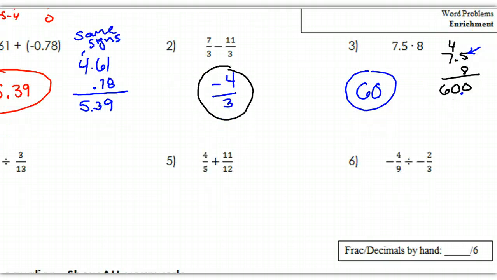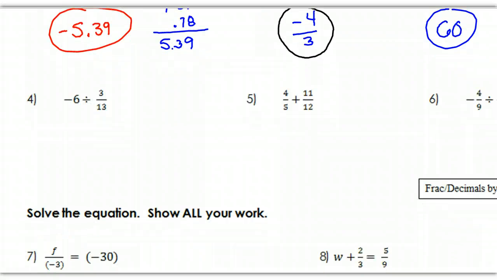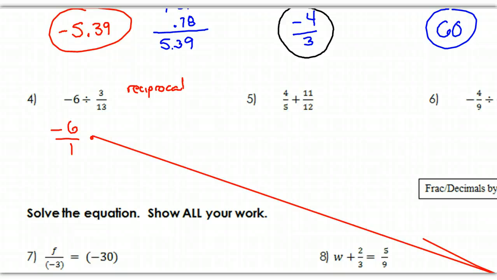Moving along here, the next one we have a division question. When we do division of fractions, we're going to multiply by the reciprocal. So the first is really negative 6 over 1. We're going to change division into times, and then multiply by the reciprocal of 3 over 13.